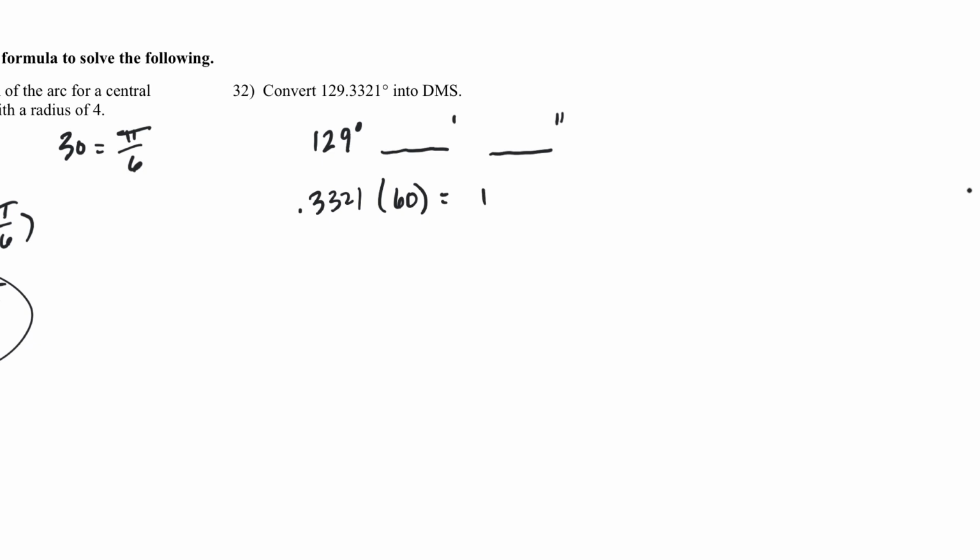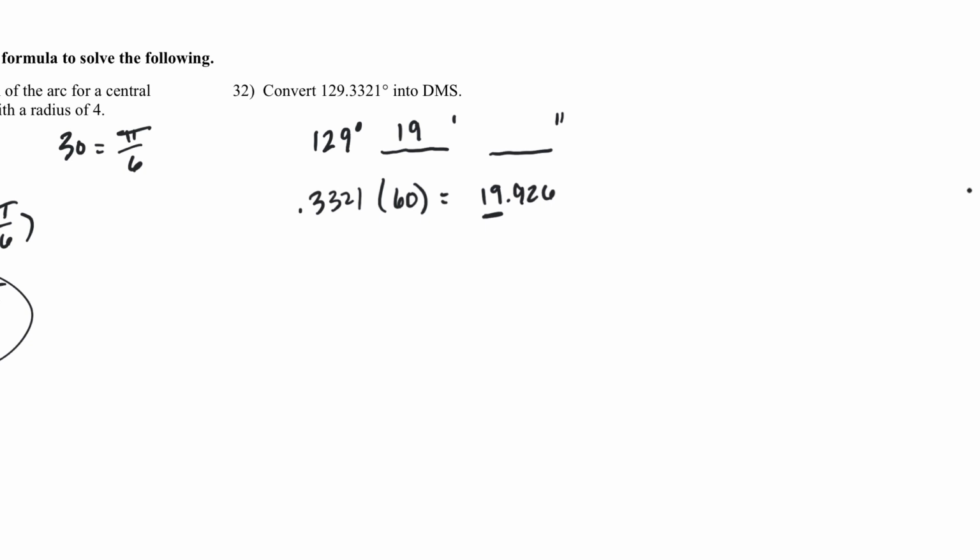What is 0.3321 times 60? You should get 19.926. So that means I have 19 whole minutes. But to find out how many seconds, I have almost a full minute left, right? It's 92.6% of a minute left, so I've almost got 60 seconds left.